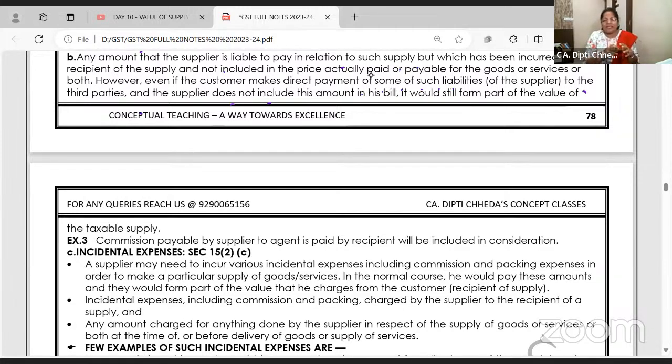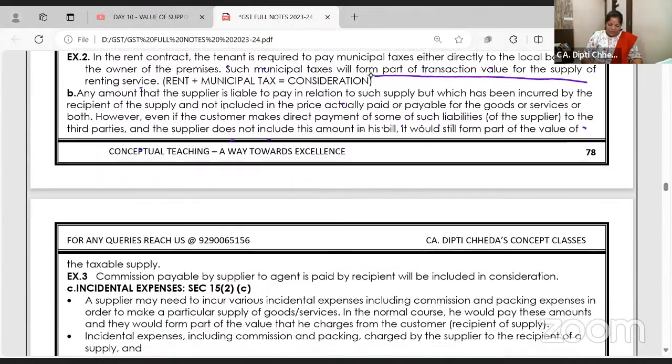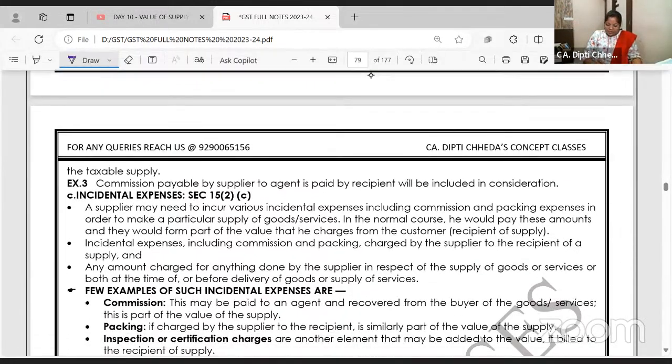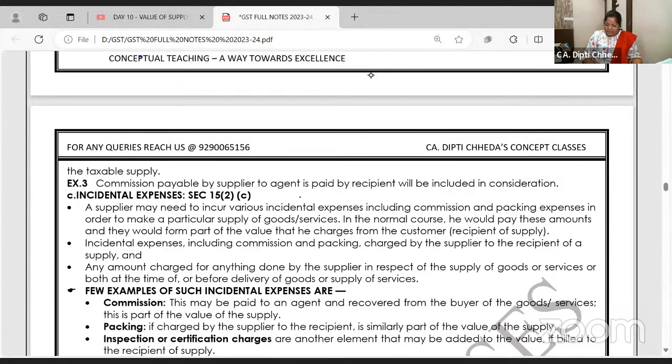However, if the customer makes direct payment of some of the liabilities of the supplier to third parties and supplier does not include it in bill, it would still form part. I'm giving you catering service of 1 lakh. I said, okay, in catering sweets and ice creams, I have outsourced to Mithai Wala, and you pay to him 20,000 and I'll give you a bill of 80,000. But actually, the whole catering service is 1 lakh. So whether I pay on your behalf directly or what, it's a transaction value included. Commission payable by the supplier to agent is paid by the recipient.